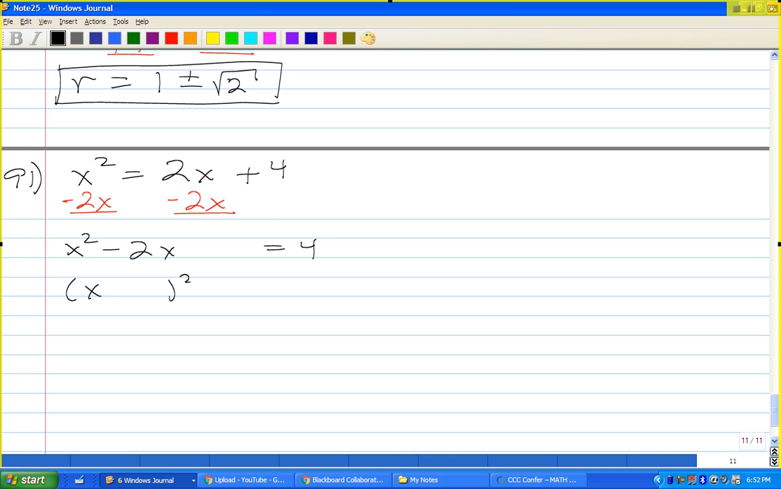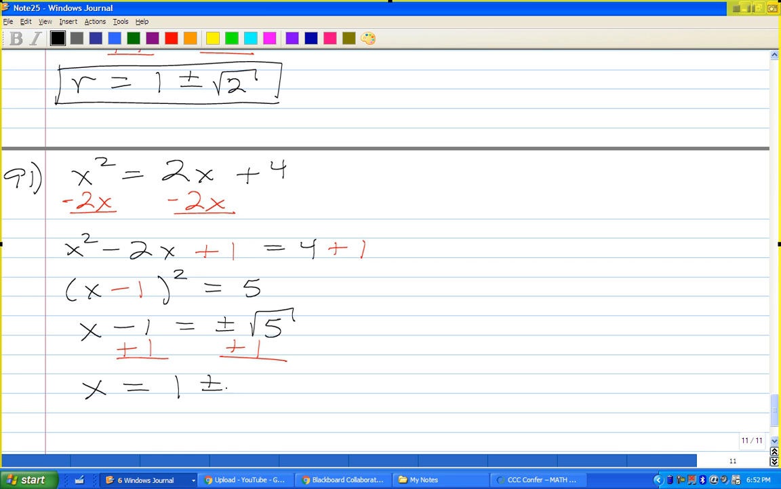So let me complete the square. Since there's a 1 in front of the x squared, negative 2 divided by 2 is negative 1. Negative 1 squared is 1. Let me add 1 to both sides of my equation. So by the square root property, I have that x minus 1 is just equal to plus or minus the square root of 5. Let me add 1 to both sides of my equation. So x is equal to 1 plus or minus the square root of 5.